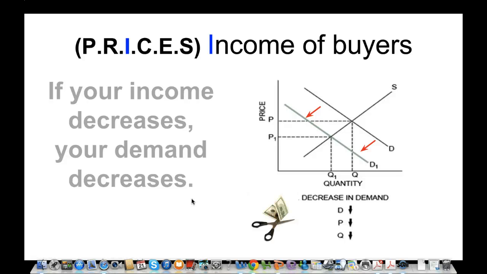The next is income, and that's the I. So income of buyers, and this says that if your income decreases, then your overall demand would also decrease. So once again, if this was the current demand, and let's say you've lost your job, then you have less money to spend. Therefore, your overall demand for goods and services in the marketplace would then go down.